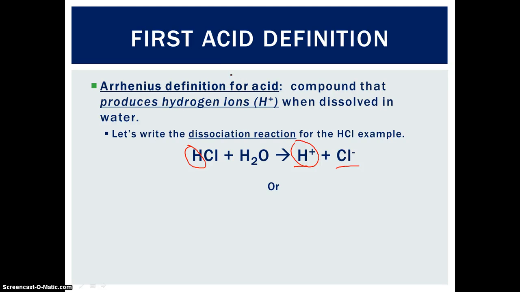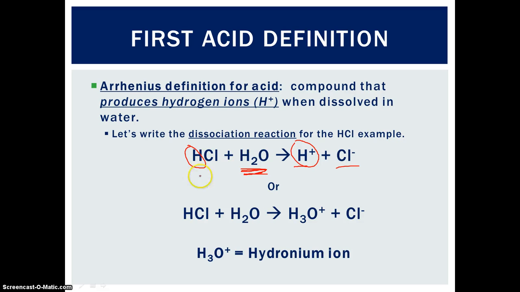We can also write this another way. Notice this water is here. Water is actually participating in this reaction. So often we write it this way. Hydrochloric acid plus H2O yields what's called the hydronium ion, H3O+, and Cl-. We're using this and this interchangeably here.